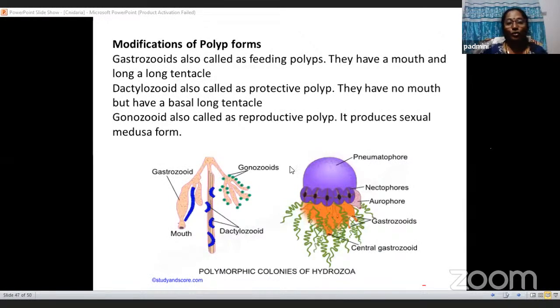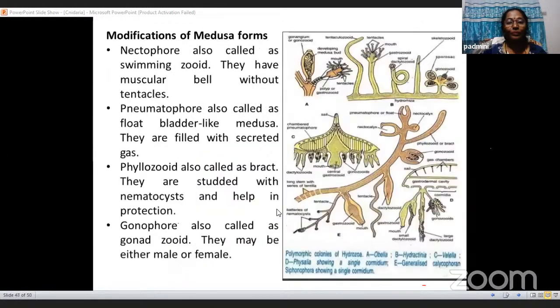Okay. The gonozoids are reproductive polyps. So they are the reproductive polyps for production of medusa forms over here. So this is a medusa form with pneumatophores, nectophores, and orophores, so different types of polyp formation of the medusa. Modifications of medusa. So what are the modifications of the medusa from the polyp form?